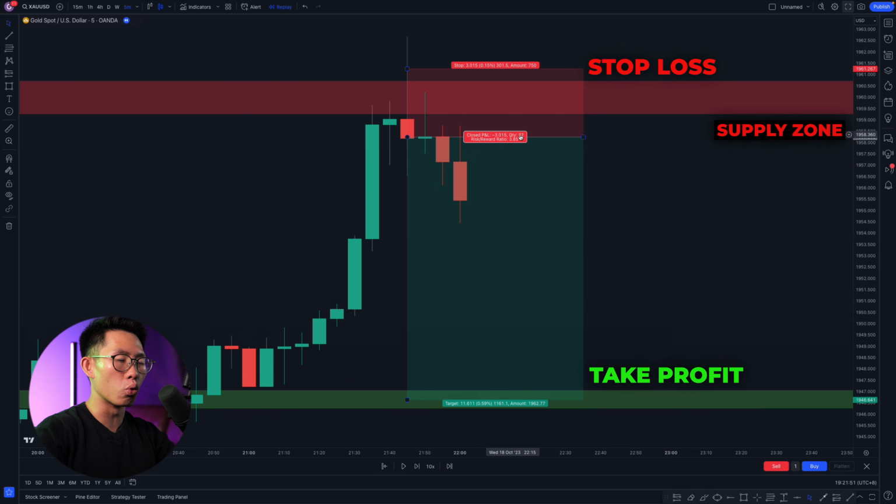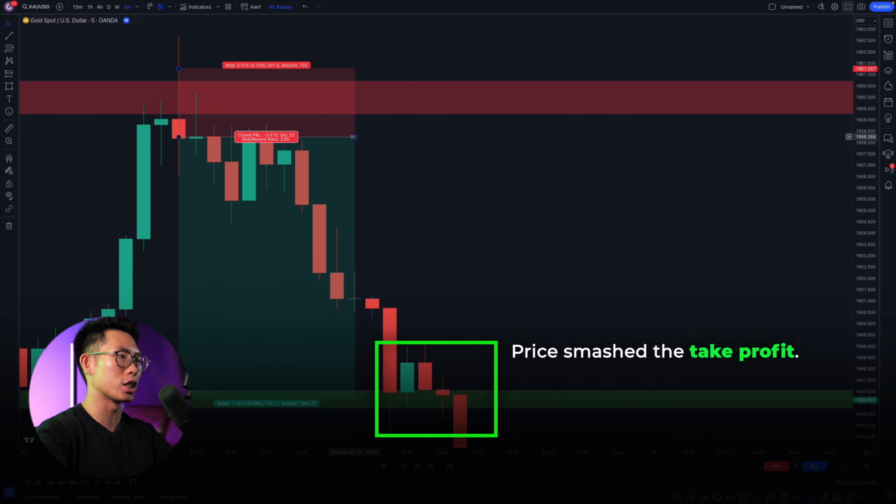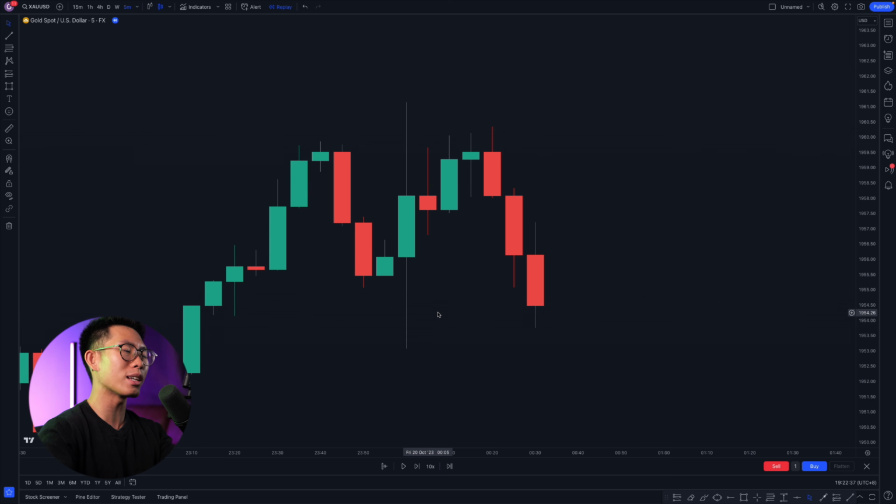So once again, make sure that you have at least a 1:3 risk to reward ratio. This means that you can be wrong 3 times and just win 1 trade, and you will be able to break even. So let's look at how this trade plays out. You can see price eventually goes down and smashes our take profit. Now let's look at an example in an uptrend.